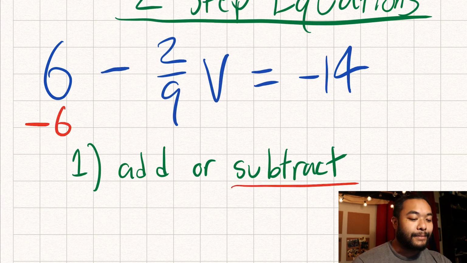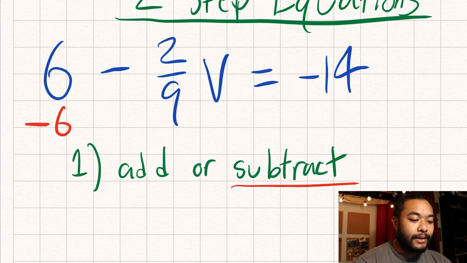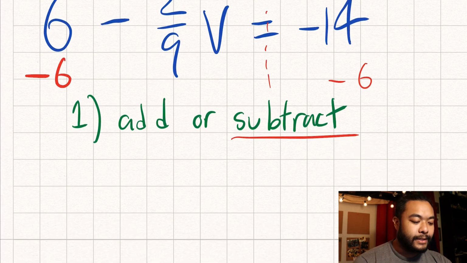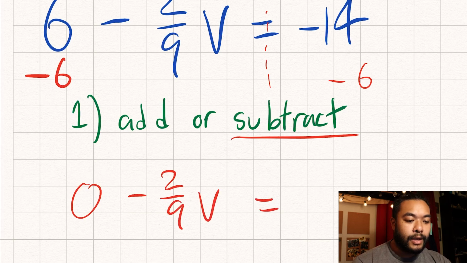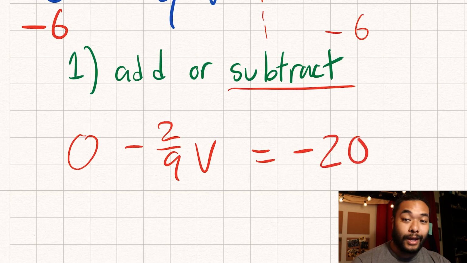So I'm subtracting this time. Add or subtract, I'm subtracting 6. If I do it on this side of the equation, I must do it on this side of the equation. So I'm not going to subtract 6 here. No. Instead, it'll be on the other side of this equal sign. Okay? So 6 minus 6, 0, minus 2/9 v equals negative 14 minus 6, negative 20. Okay? So 0, that disappears.